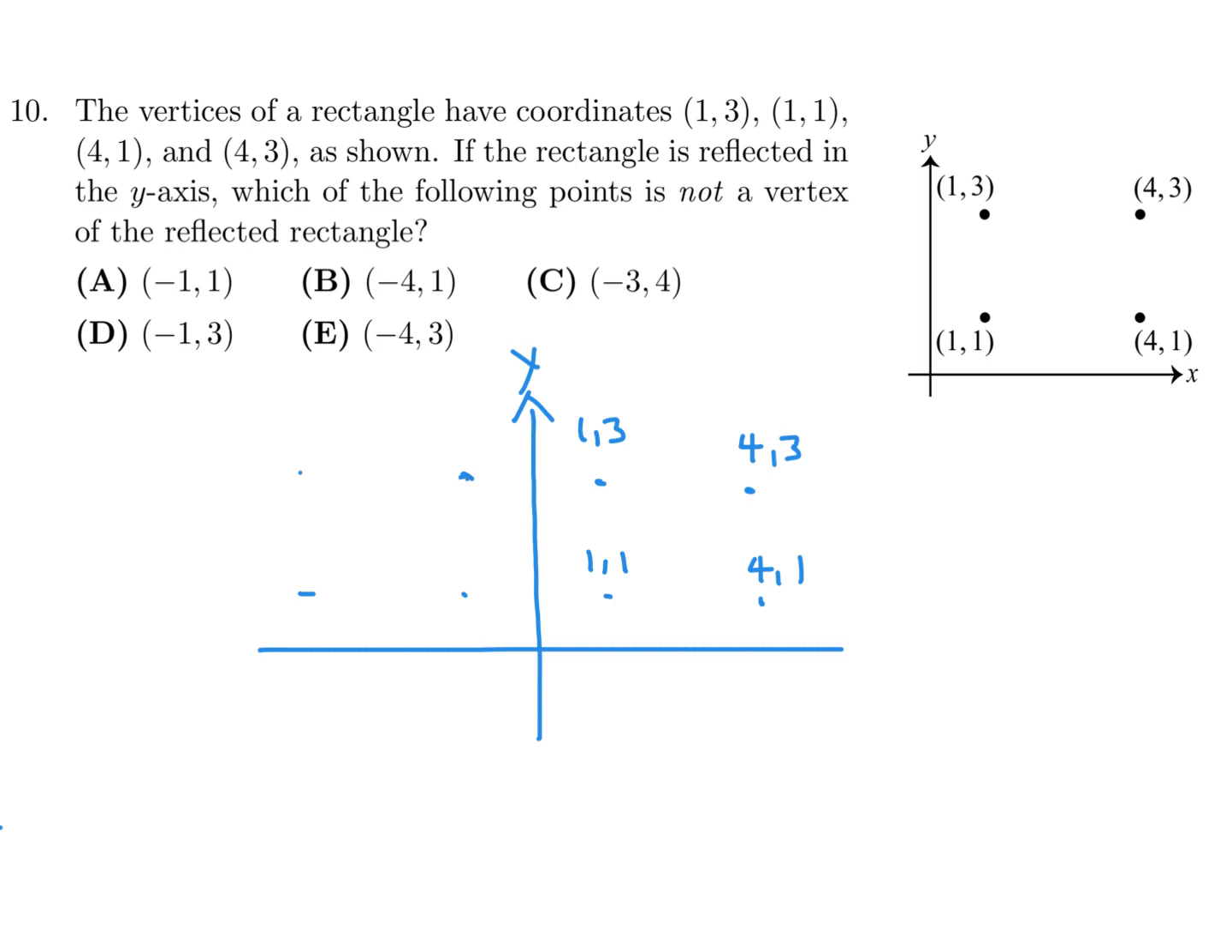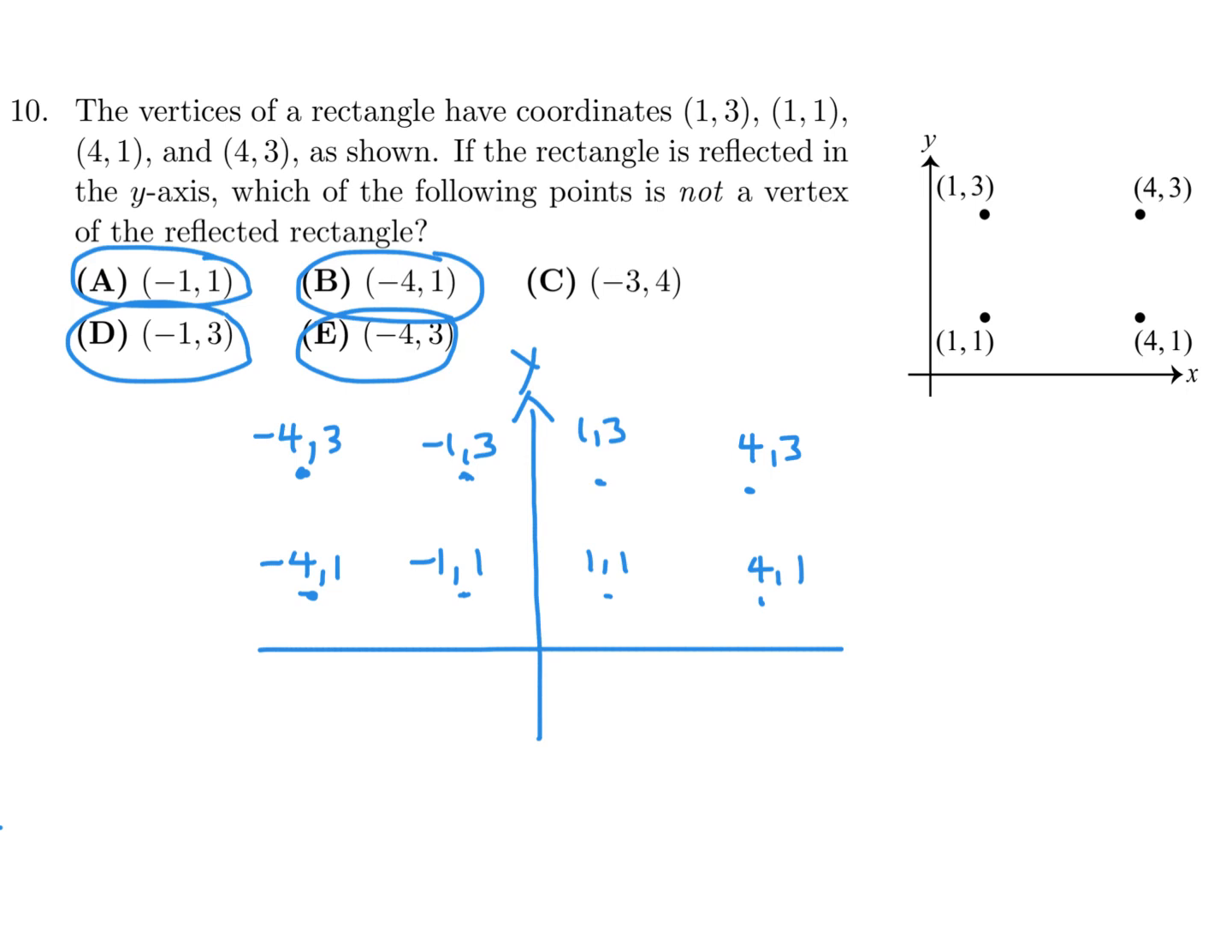So this guy would be, I believe, (-1, 3). This one over here would be (-4, 3). This one would be (-4, 1). And this one would be (-1, 1). Okay, so let's see here. Which is not one of the vertices? (-4, 3) is, so that's not the right answer. (-1, 3) is there. (-4, 1) is there. And (-1, 1) is there. So the one that is not a vertex is this guy. So that is the answer to this question. 10 is C.